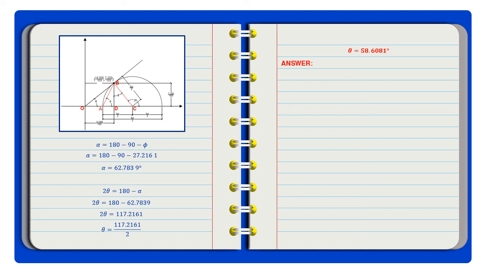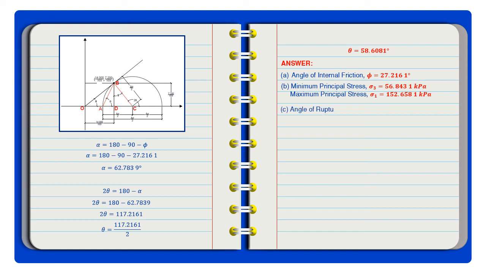So, to sum it up, here are the summaries of our answers. So, for the first one, the angle of internal friction will be 27.2161 degrees. And for the minimum principal stress, we have sigma 3 is 56.8431 kilopascal. And for the maximum principal stress, we have sigma 1 is equal to 152.6581 kilopascal. And for letter C, the angle of rupture plane will be 58.6081.